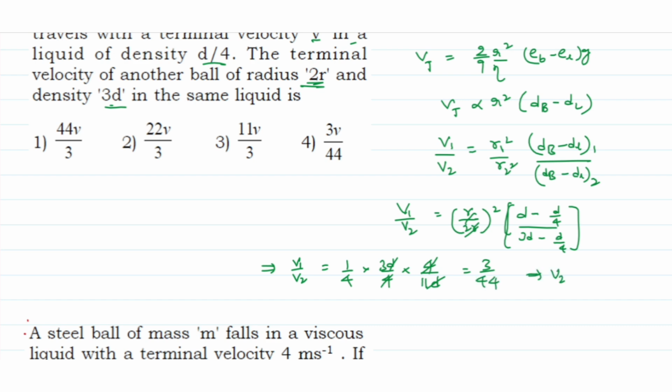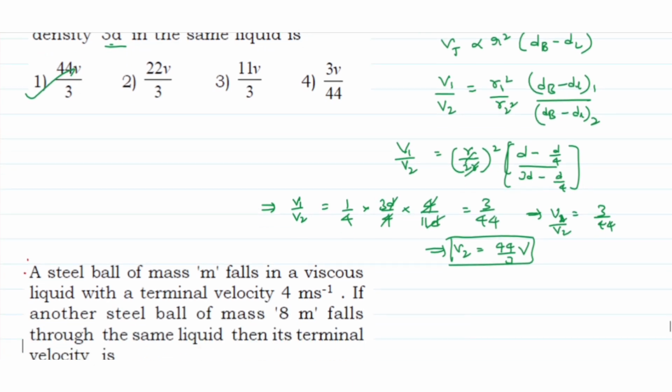That means the final terminal velocity v2, you just cross multiply this, or else you can write v1 by v2 as 3 by 44. So here they are asking the v2 value: v2 equals 44 by 3 times the initial terminal velocity. We will be getting 44 by 3 into v. That will be the correct answer. Look at the next question.